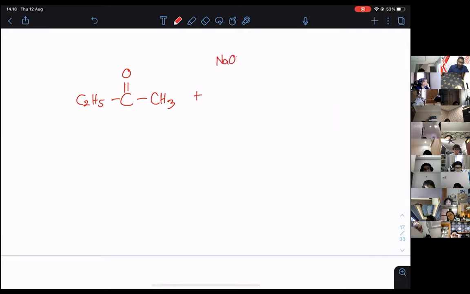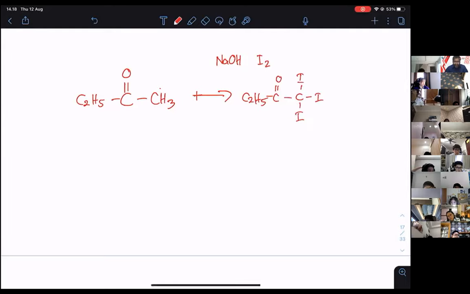When you have NaOH and I2, the first thing is there is going to be a substitution reaction. The I will substitute all the hydrogens here. So what you will have is C2H5, then C double bond O, C, with all these hydrogens substituted by I. This is the first thing that will happen.